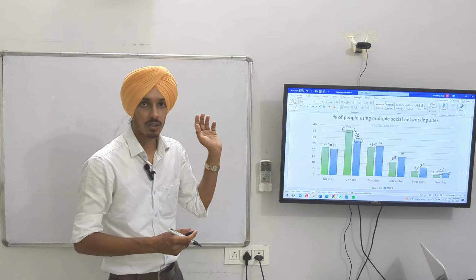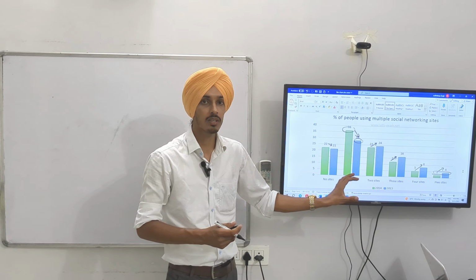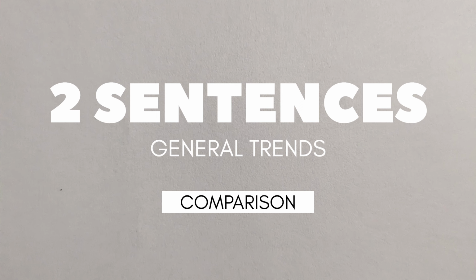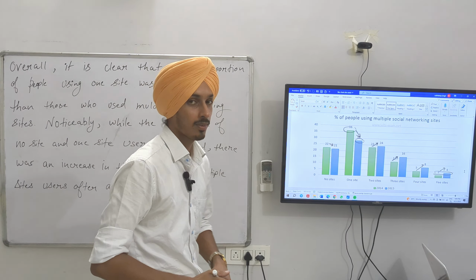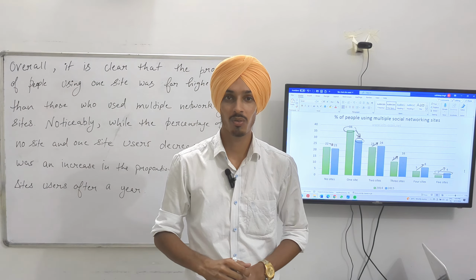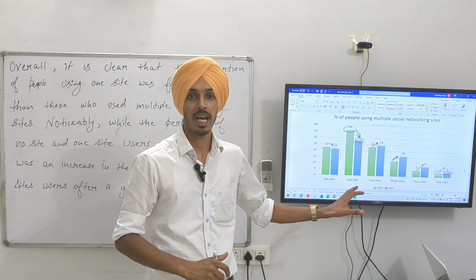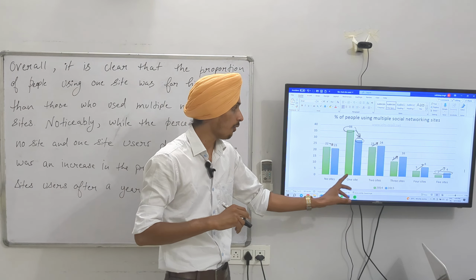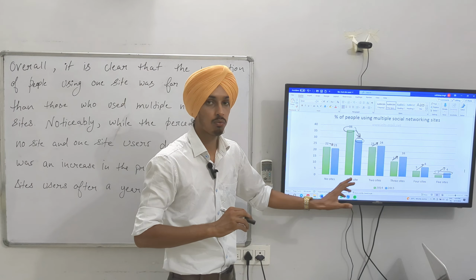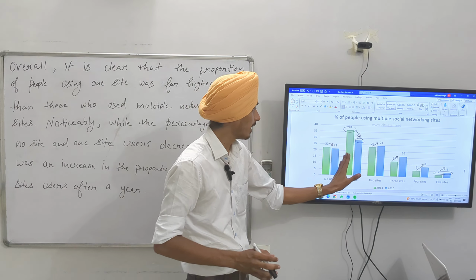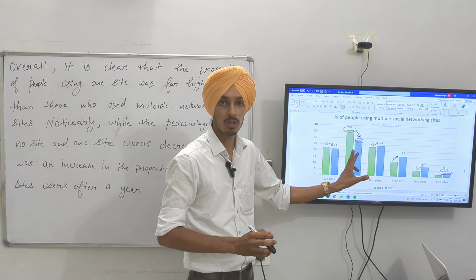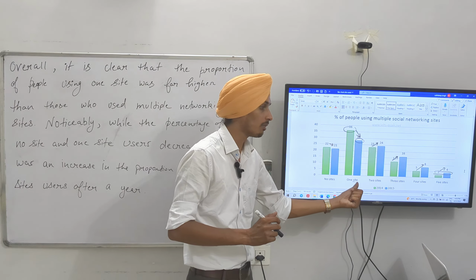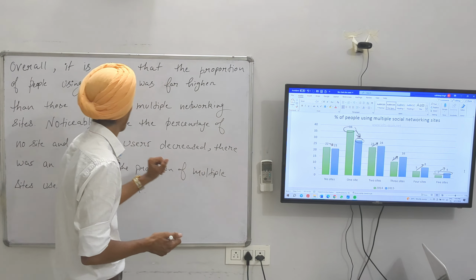So I will write it on the board and you will see how to change or transform the information into sentences. So I have written an overview using this bar chart and we will understand it deeply and clearly. The first thing that we found in this bar chart was the percentage of one site users. We found that the percentage of one site users was maximum. So the first sentence that I have made is related to the one site users. Let's see at the board.